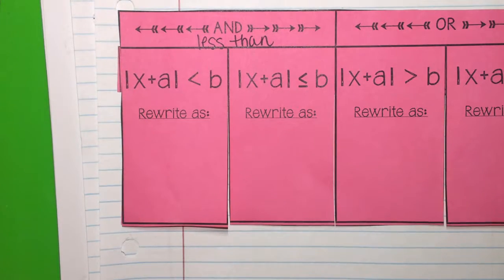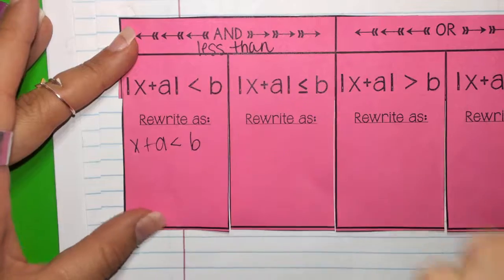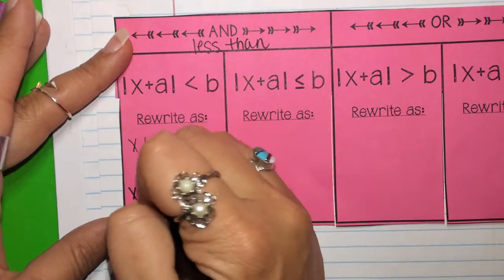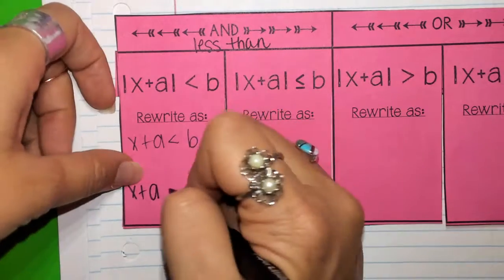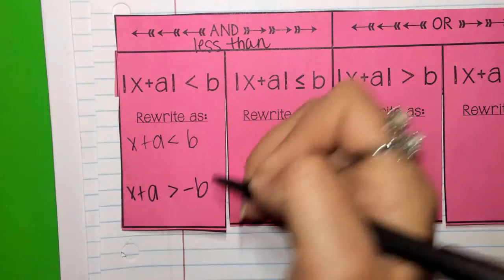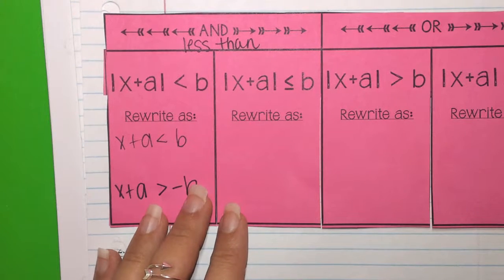And you're going to rewrite it each side into two parts. You're going to have your x plus a is less than b. And then you're going to have x plus a what? Greater than negative b. Good. Take a point. So all we did was we added a negative and flipped our sign.